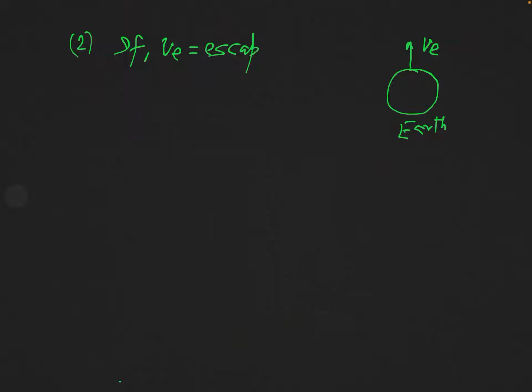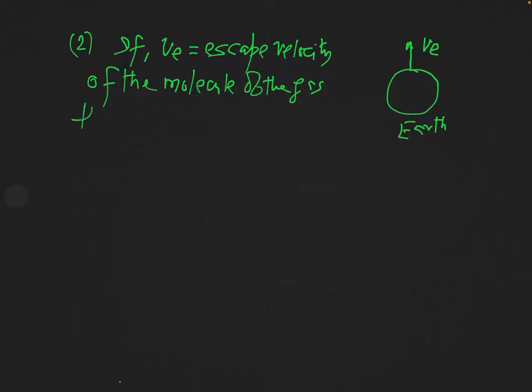So if VE is equal to the escape velocity of the molecule of the gas, then its kinetic energy, if you write it as K, will be equal to half m VE square, where m is the mass of the molecule.